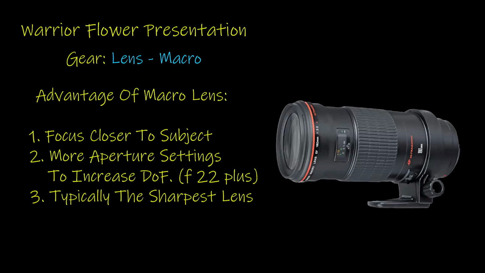Lenses, the advantage of macro lenses: they focus closer to the subject. You have more aperture settings to increase depth of field, f22 plus. And typically this is the sharpest lens for macro, for doing flowers.